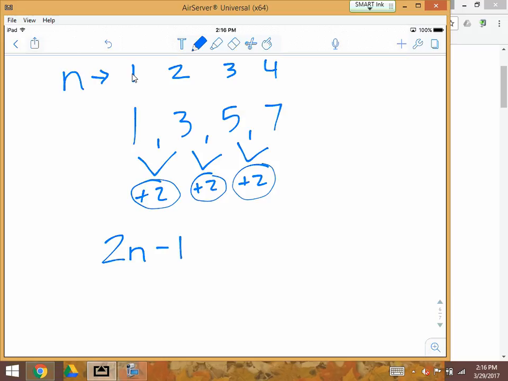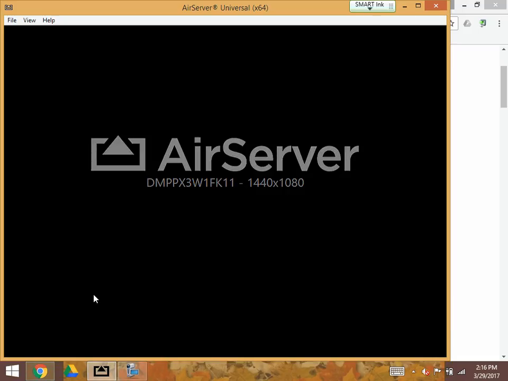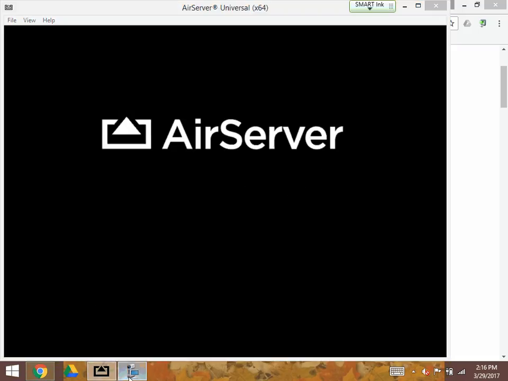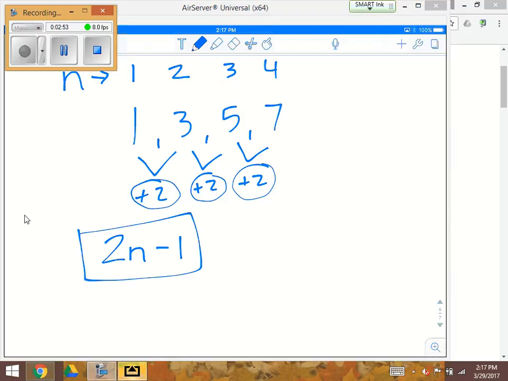So now let's check it again. 2 times 1 is 2, minus 1 is 1. Now let's check the next one. 2 times 2 is 4, minus 1 is 3. You can check again. 2 times 3 is 6, minus 1 is 5. So do you see how we've made the expression work? 2n minus 1 is the expression we're looking for.